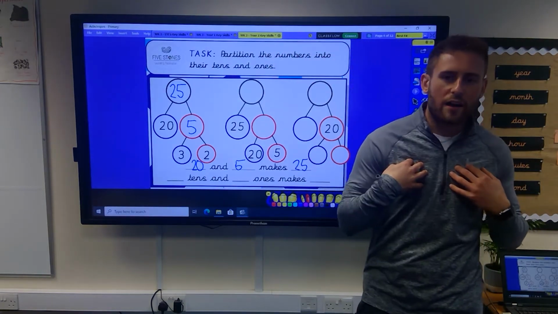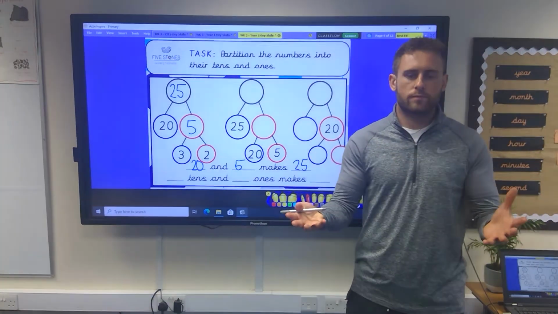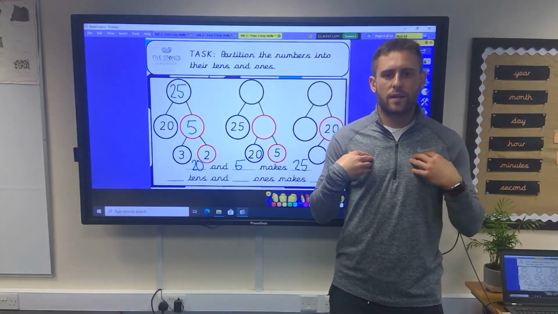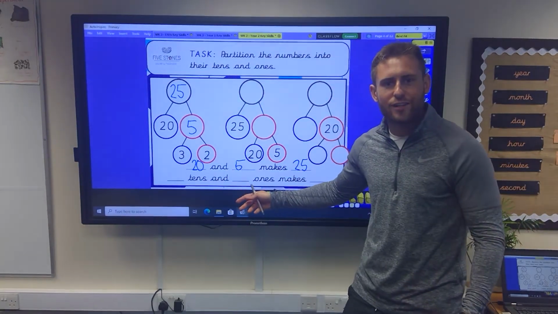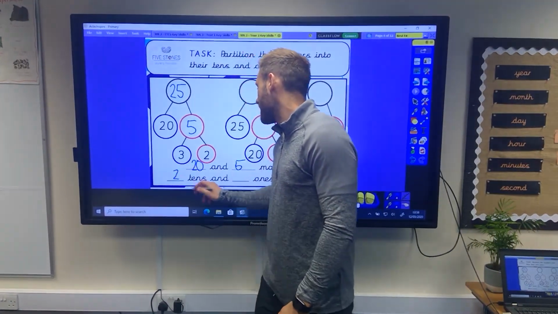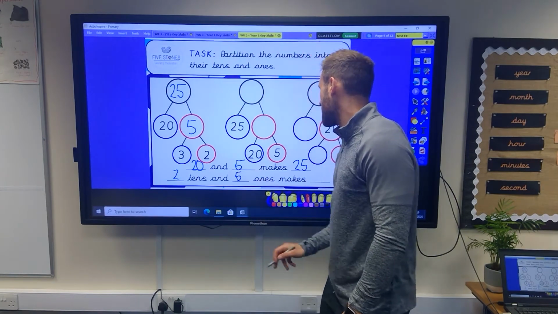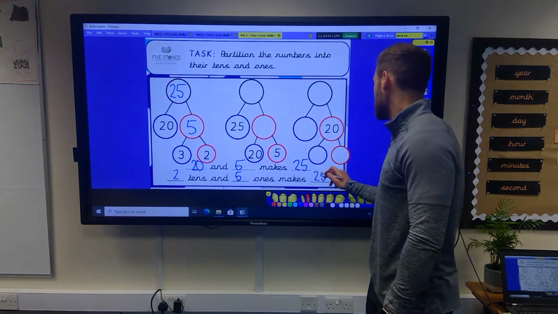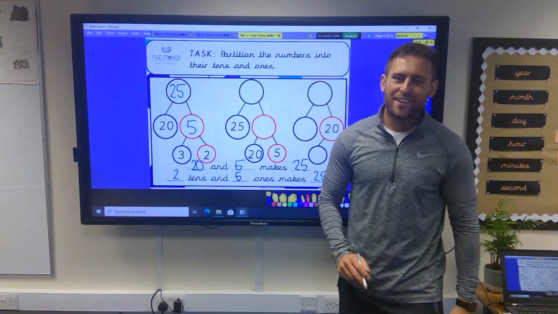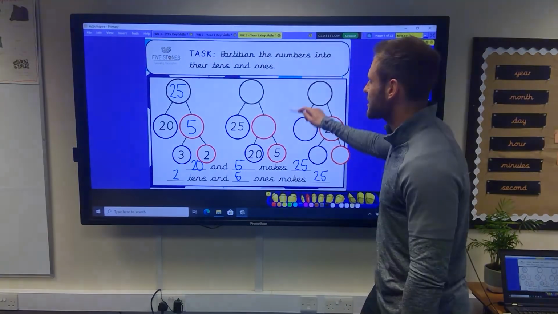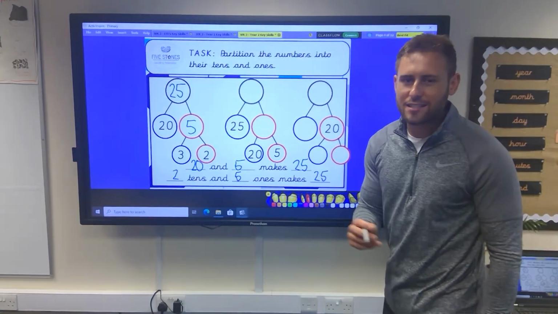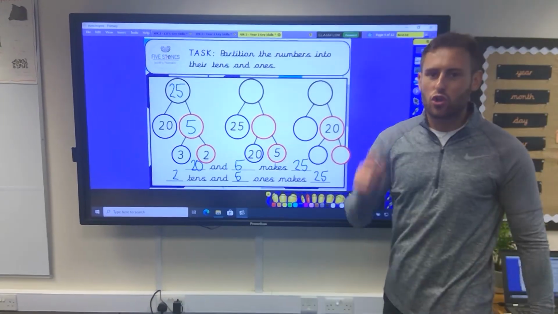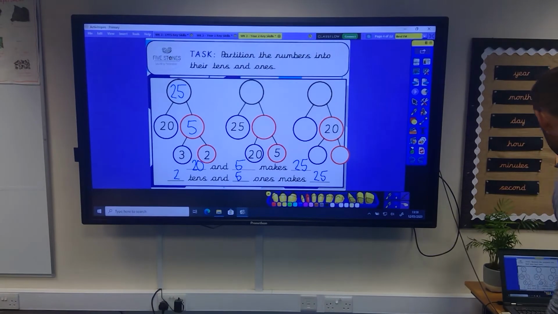So 20 and 5 makes 25. So then how many tens have we got? Yes, 2 tens, 5 ones makes 25. Great work. Now I want you concentrating on this middle part whole model. Think about the parts to make that bigger part to then ultimately get you to the whole. Off you go.